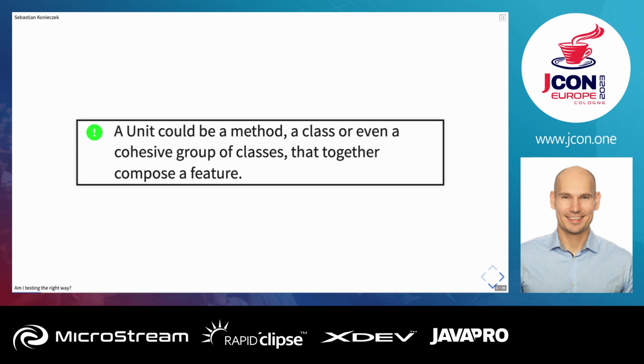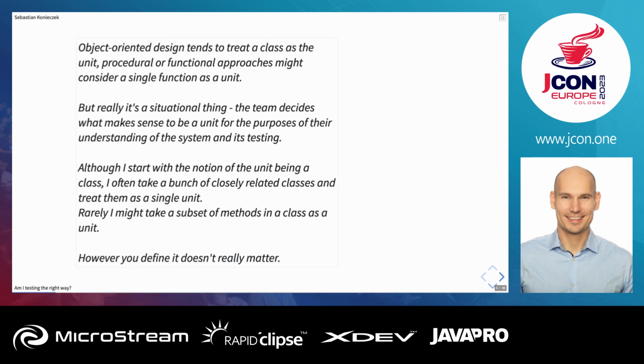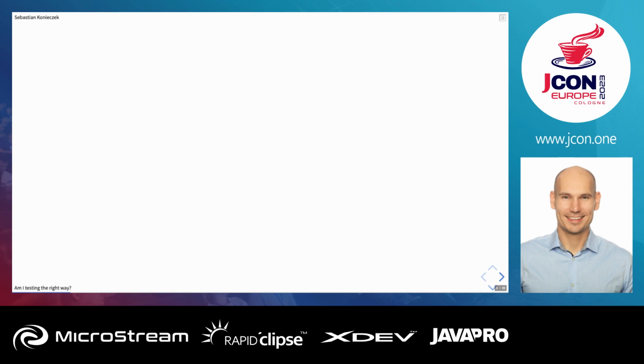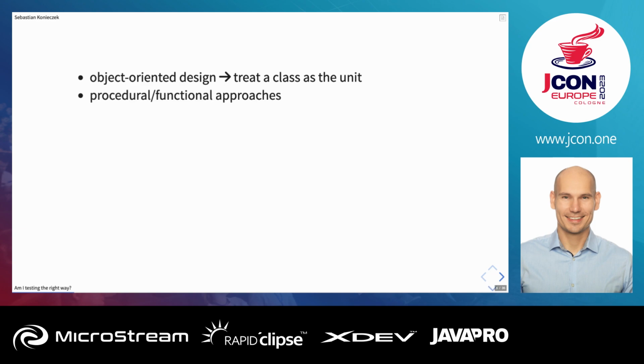Maybe we can say it with a quote. This is a lot of text to read, so let me summarize this for you. What this quote says is, in object-oriented design, we often treat a single class as a unit. Whereas if we have a more functional or procedural approach, maybe we choose functions as units. But in the end, it's a situational thing.